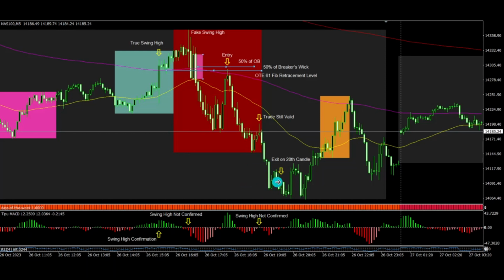And as we have stated in our other video about using the 50 period moving average, you can see that this is the 20th candle right here, and that's somewhere where you could exit.